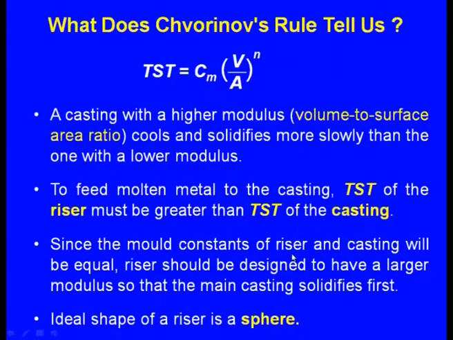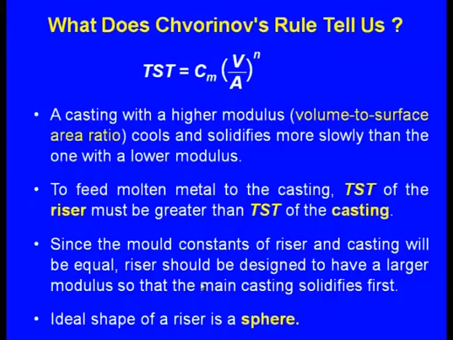Next, since the mould constants of riser and casting will be equal, the riser should be designed to have a larger modulus so that the main casting solidifies first. So, the third rule says that if we want the riser to have a longer solidification time, its modulus should be larger than the modulus of the casting. The riser should be designed to have a larger modulus when the surface area is minimum. The surface area of the riser should be minimum, then only will it have a larger modulus, and then only will it take longer time for solidification.